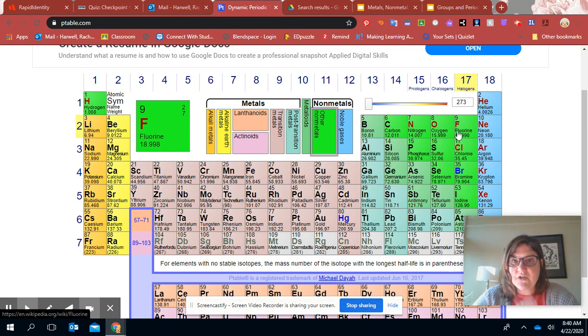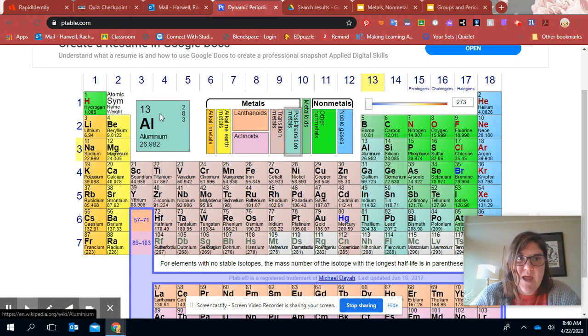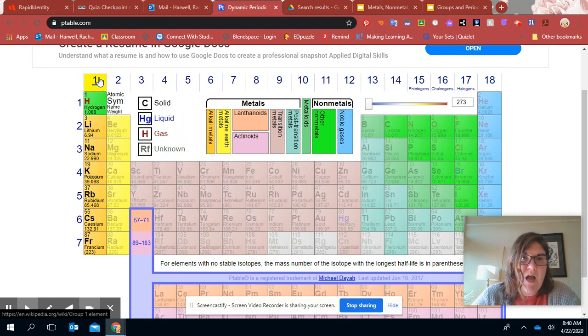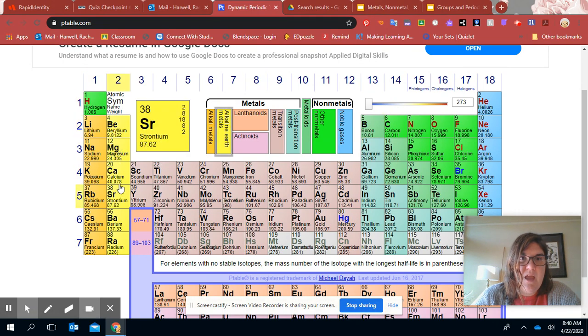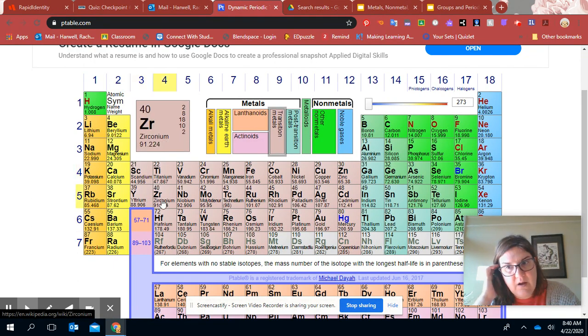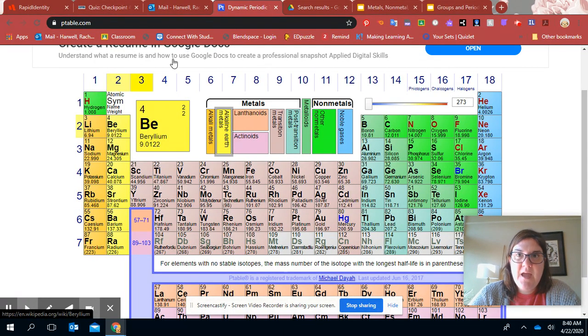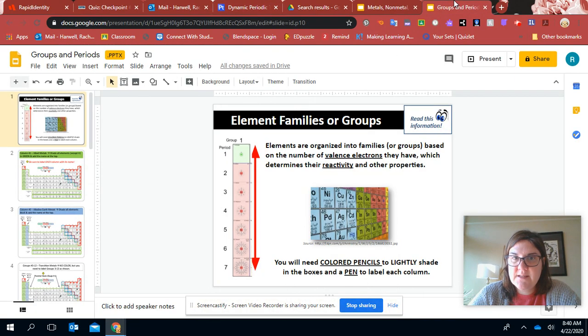The next thing that I want to talk to you about is when we're reading this table, you have columns which are vertical and you have rows which are horizontal, okay? Those vertical columns are called groups. They're also known as families. And the cool thing about the way that the periodic table is set out is that each column or family has very similar chemical characteristics, similar properties to the ones in that same family. And let's talk about why that is here.